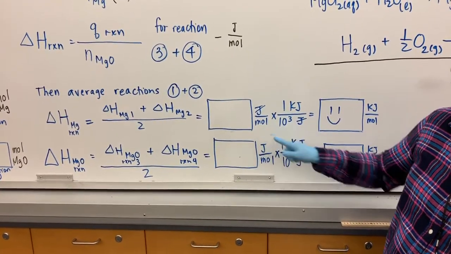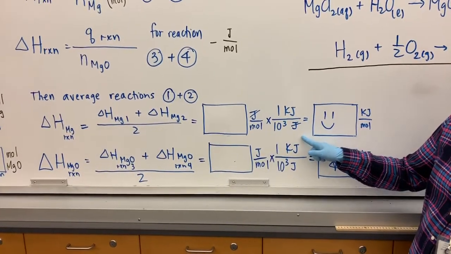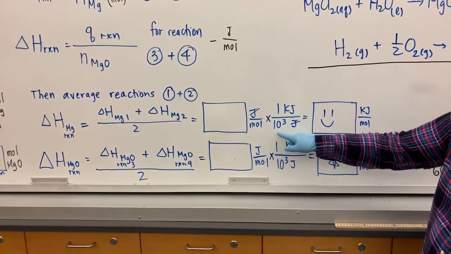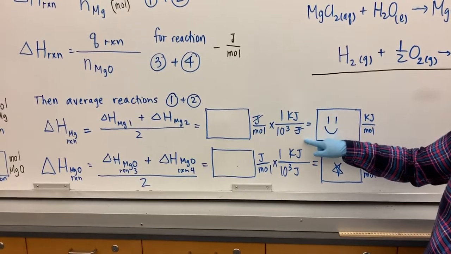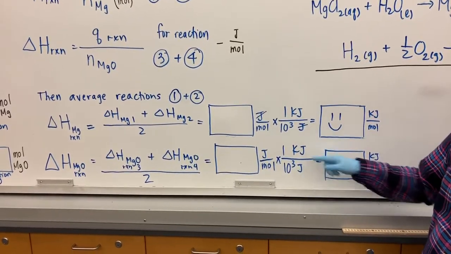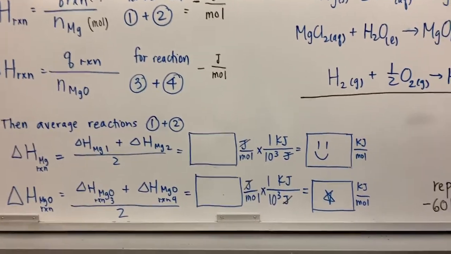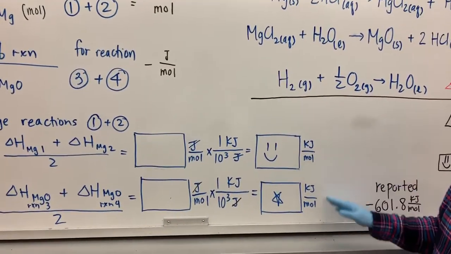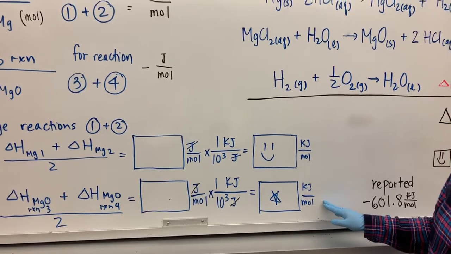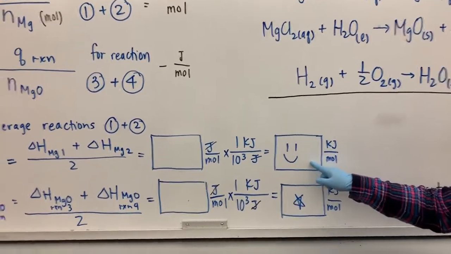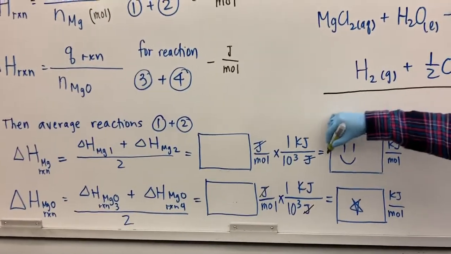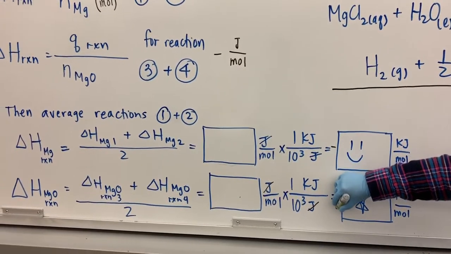You do need to convert it to kilojoules per mole. So you need to convert 10 to the 3rd joules, 1 kilojoule. This allows the joules to be canceled out, so you are in kilojoules per mole. All right? So really, this is going to be your value, and remember it's negative and negative.